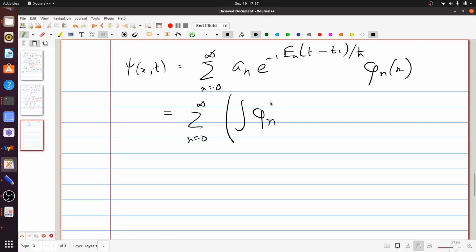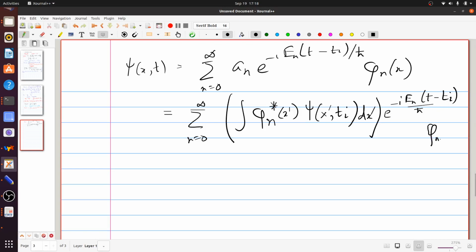So an is nothing but the integral of phi n star. And now we have to be a bit more careful. We are going to write an as an integral over position, but we cannot use the label x for the integration variable here, because this integral is being done over an independent variable, which is a dummy variable of integration. So I just call it x prime. So phi n star(x prime), psi(x prime, ti), this is my an, times e to the minus i En (t minus ti) divided by h bar, times phi n(x).